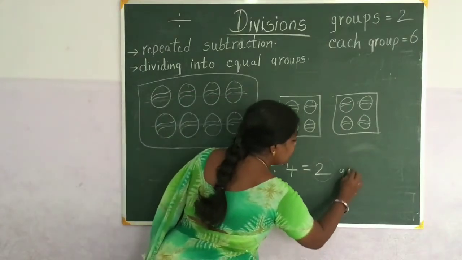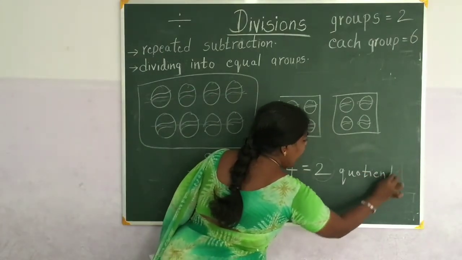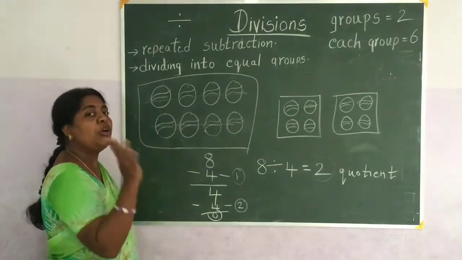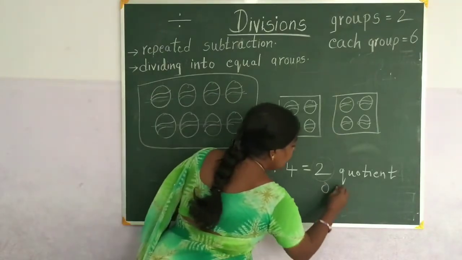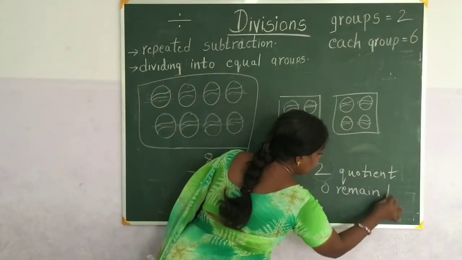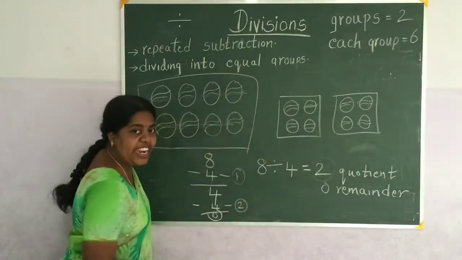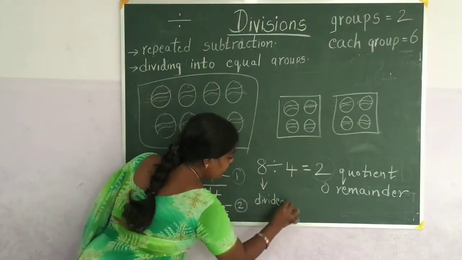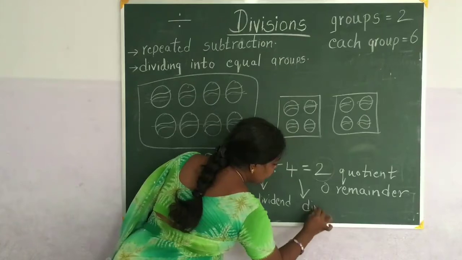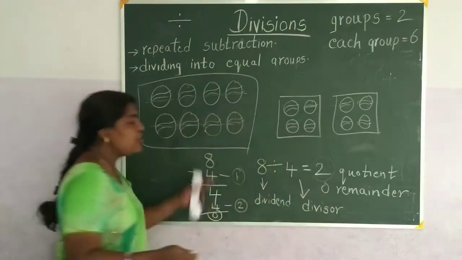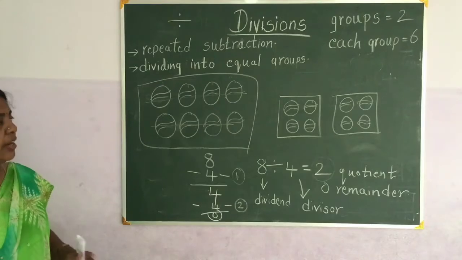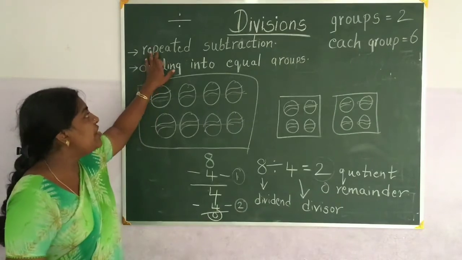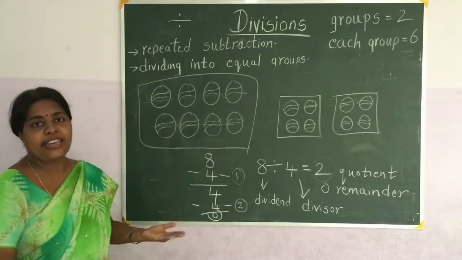Here 2 is quotient. And any balls are left over here? No, I kept equally in 2 groups. So, the remainder is 0. The remainder is 0. Now, what about this 8? 8 is dividend and 4 is divisor. So, these are the 4 terms which are used in division. Division means distributing the things into equal groups, or division is nothing but repeatedly subtracting anything.